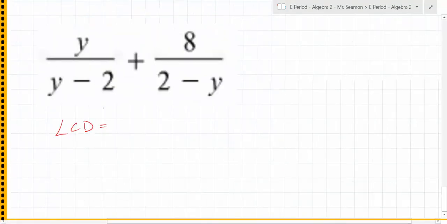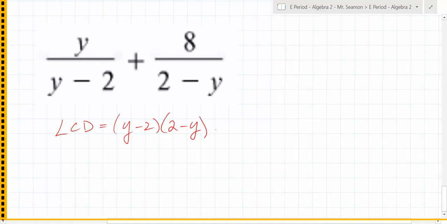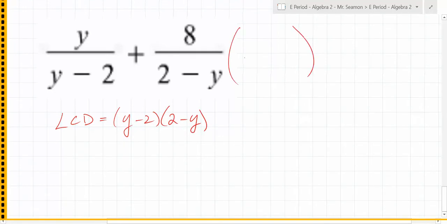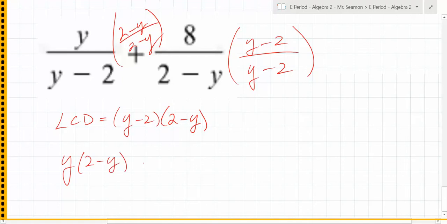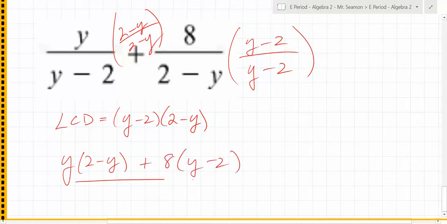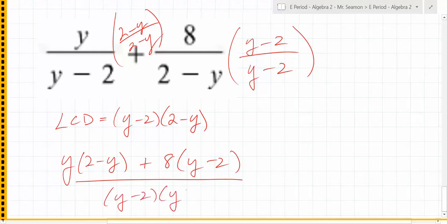No, it's not. Yeah. Y minus 2 times 2 minus y. So what do we multiply this one by right here? 1 minus 2. No, keep going. Over 1 minus 2. You have to say the whole thing. Oh, yeah, that's right. You have to say the whole sentence. So what do you multiply this one by right here? The other one. Yeah. So if you do that, you end up with y times 2 minus y plus 8 times y minus 2. And what's the common denominator now? I'm doing 2 steps here. 2 minus y, sorry.